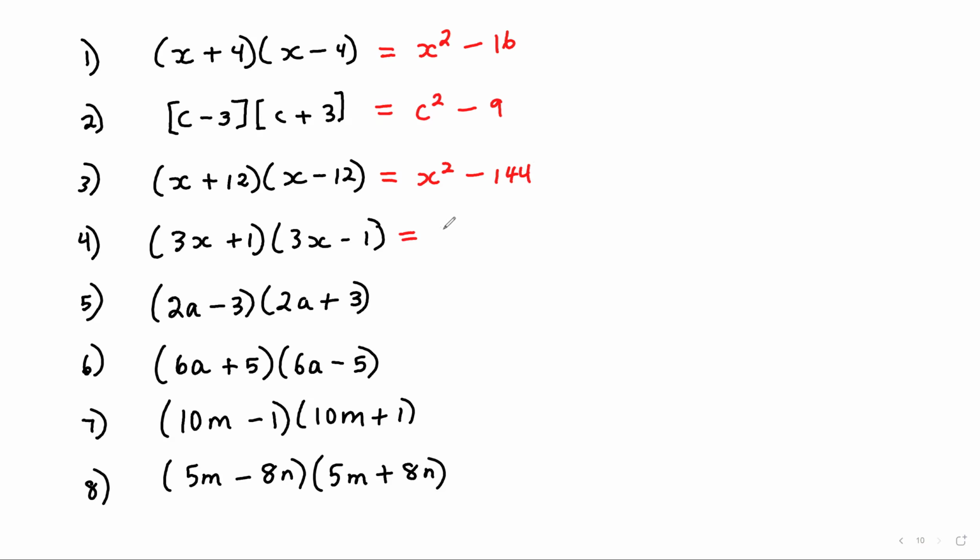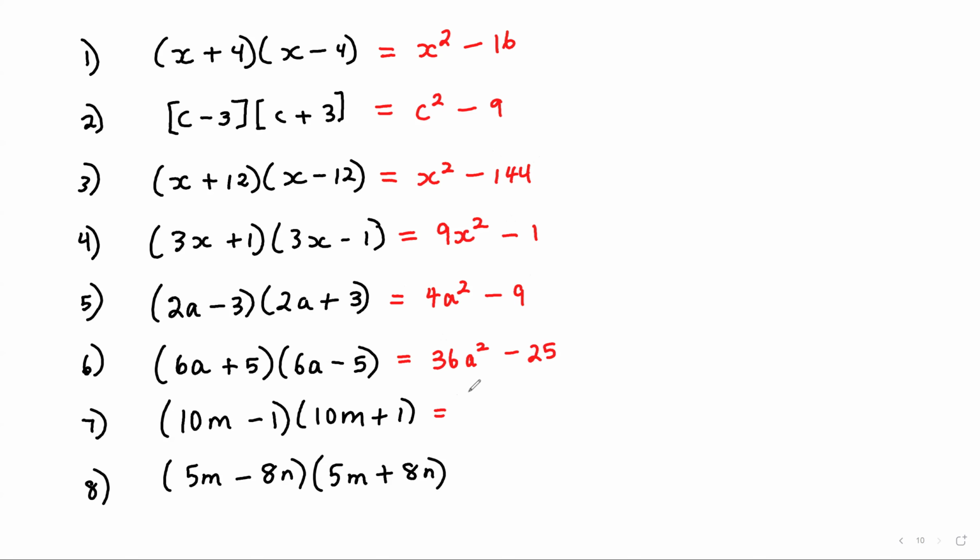3x squared would be 9x squared. 3 times 3 is 9, x times x is x squared, minus 1 squared, which is 1. 2a all squared will be 4a squared, and 3 squared is 9. 6a all squared is 36a squared, and 5 squared is 25.